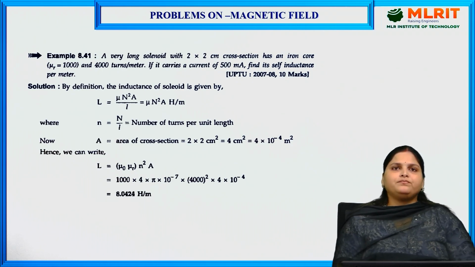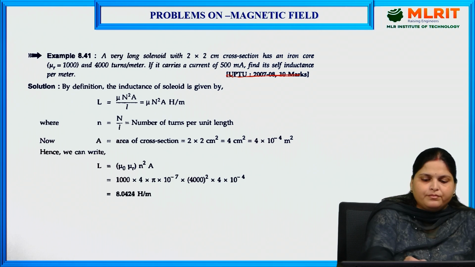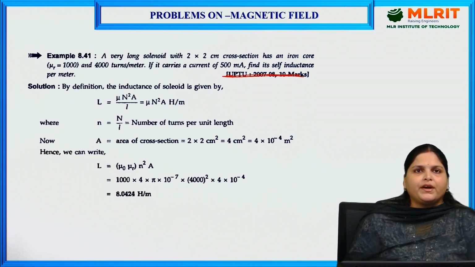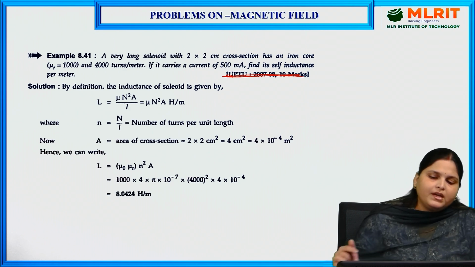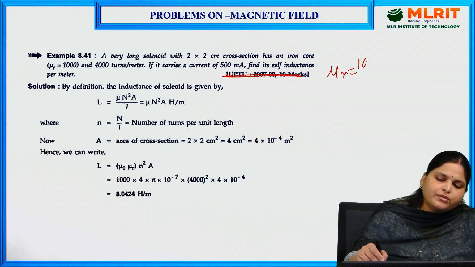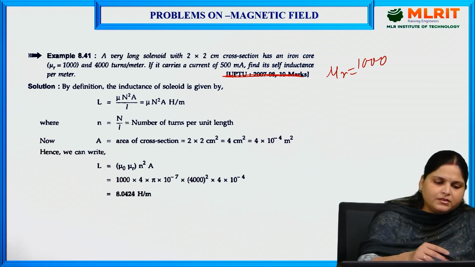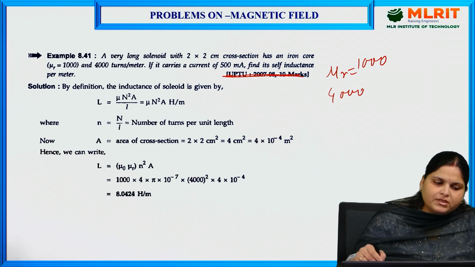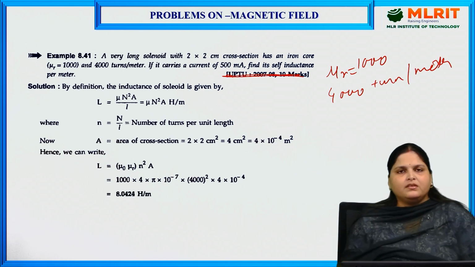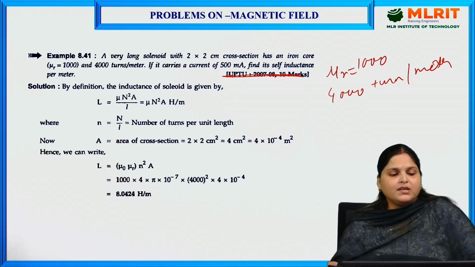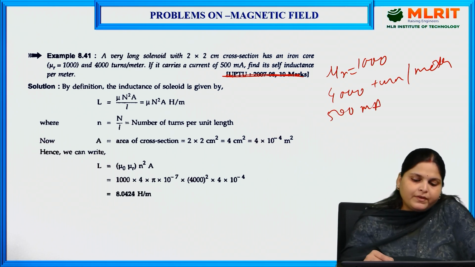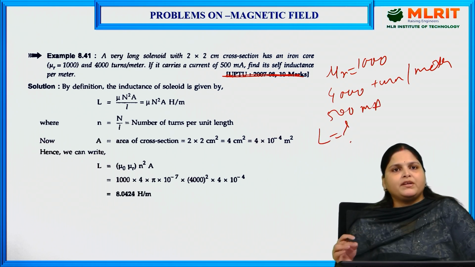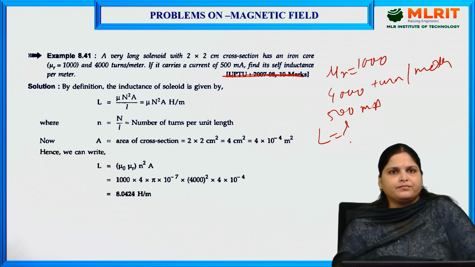Let's take another question. A very long solenoid with 2 by 2 centimeter cross section has an iron core, and the permeability is given as mu r equal to 1000, and 4000 turns are there per meter. This is given about the solenoid. Now if it carries a current of 500 milliamperes, we have to find its self inductance per unit length, right?